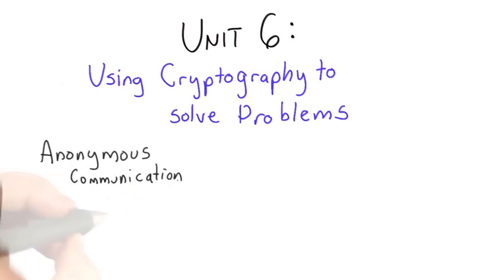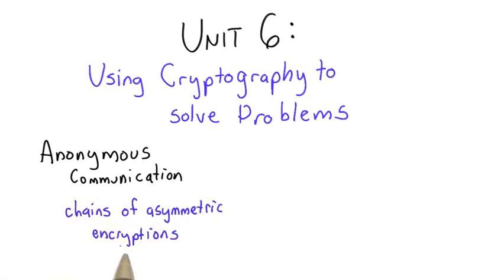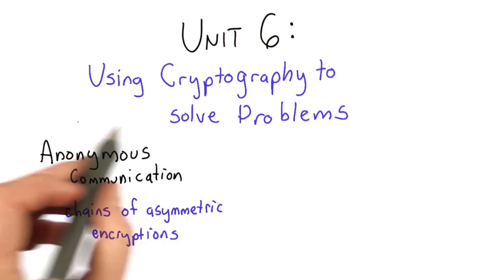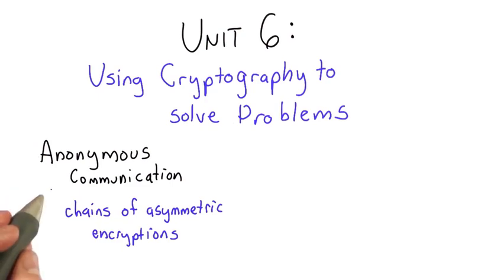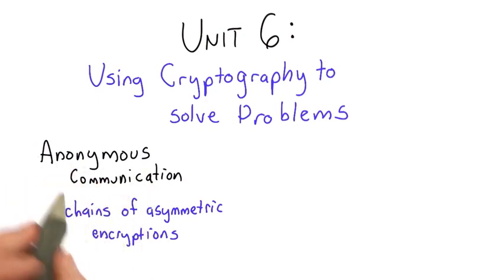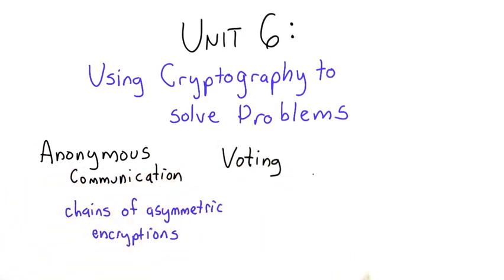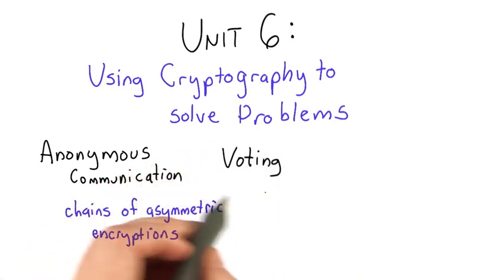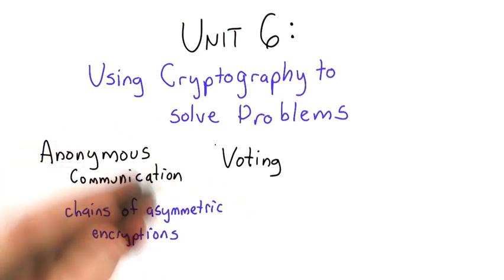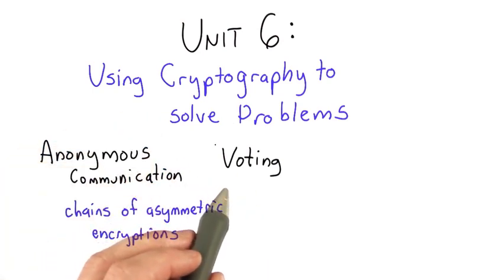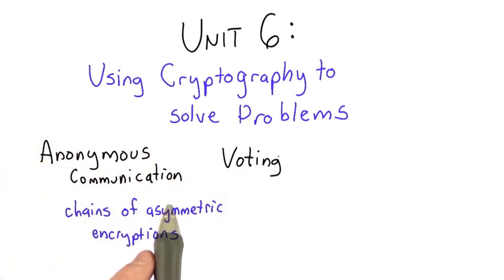using cryptography. The first thing we'll look at is anonymous communication, and we'll learn about how to use a chain of asymmetric encryption to enable two parties to communicate over a network without anyone knowing that they're even talking with each other. Then we'll look at how to do voting, and there are lots of issues with voting. We won't get into all of them, but we'll look at the issue of, can you provide an accurate tally, know that each vote is counted, without revealing who voted for whom.